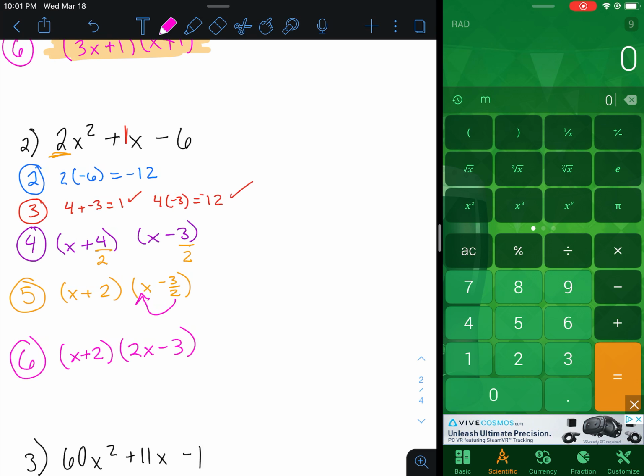Now again, if you want to, you can always FOIL these back out. So do first, outer, inner, last, and combine your like terms in the middle, and you will end up with 2x squared plus 1x minus 6, which is our original starting point.